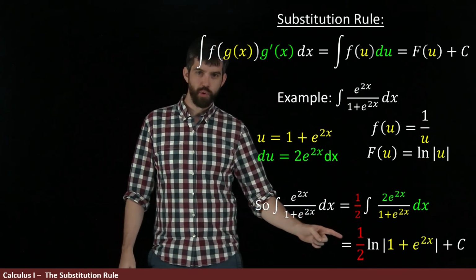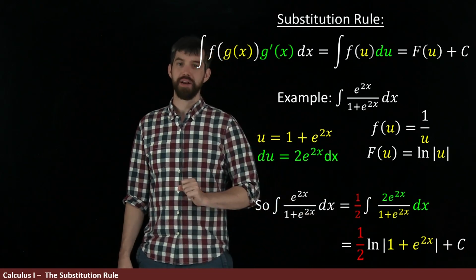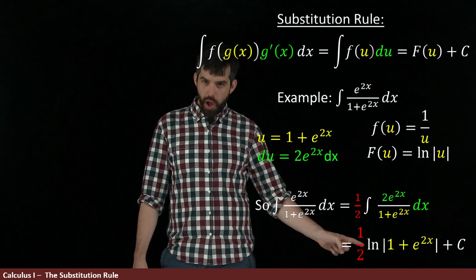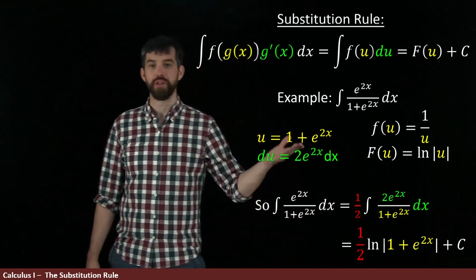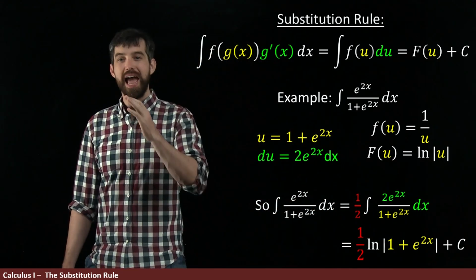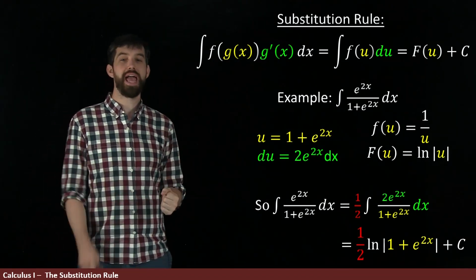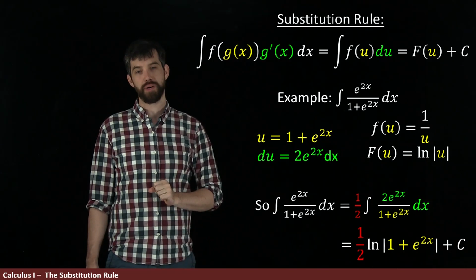So we get the 1/2 that just comes along for the ride. The integral of 1 over u becomes a natural logarithm, and I evaluate it at u, where u is this 1 plus e to the 2x, and finally I add in the plus c. So that is going to be my general antiderivative to this funky expression.